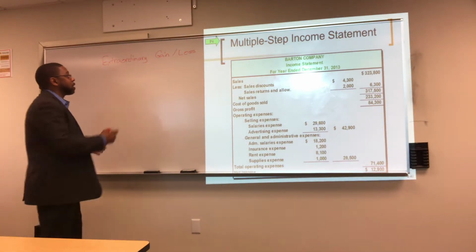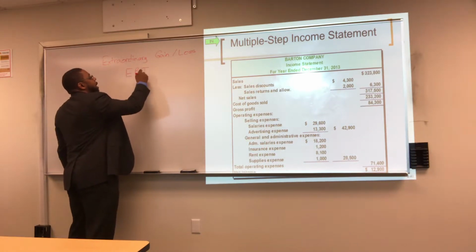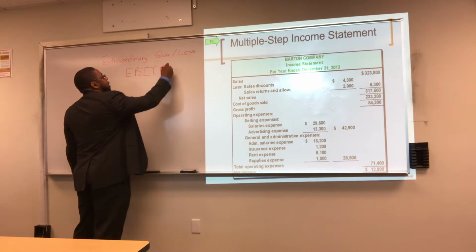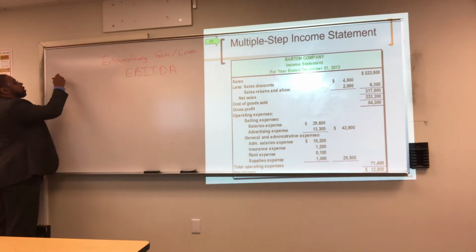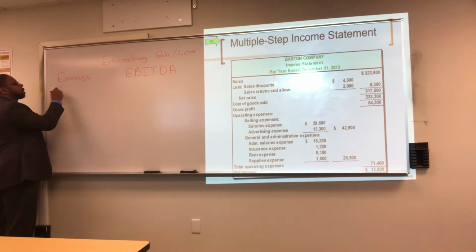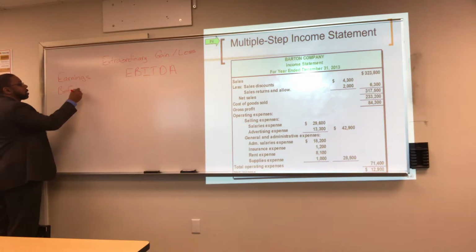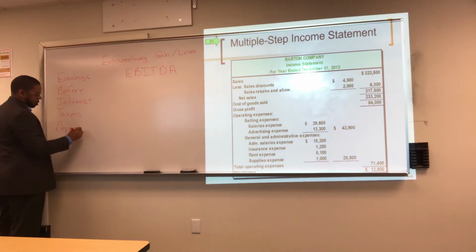And so after this, you would get what we call EBITDA. EBITDA is earnings before interest, taxes, depreciation, amortization.